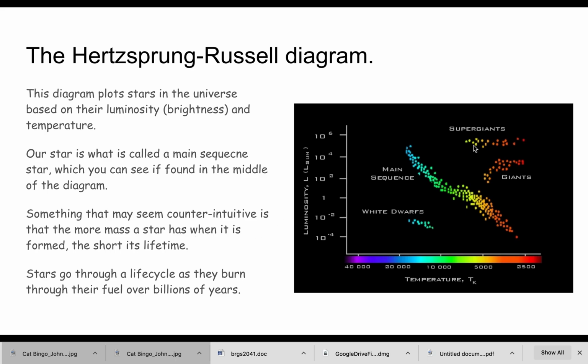The life cycle of stars is measured in millions or billions of years, and what might seem counterintuitive: the more mass a star has, the more fuel it has when it forms, the shorter its lifetime, because those stars burn through that fuel so much faster because they are so much hotter and brighter. So the bigger the star is at its birth, the shorter its life cycle is going to be.